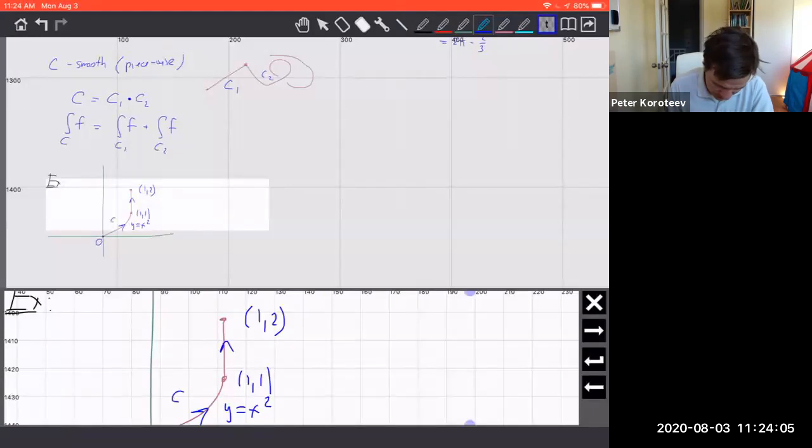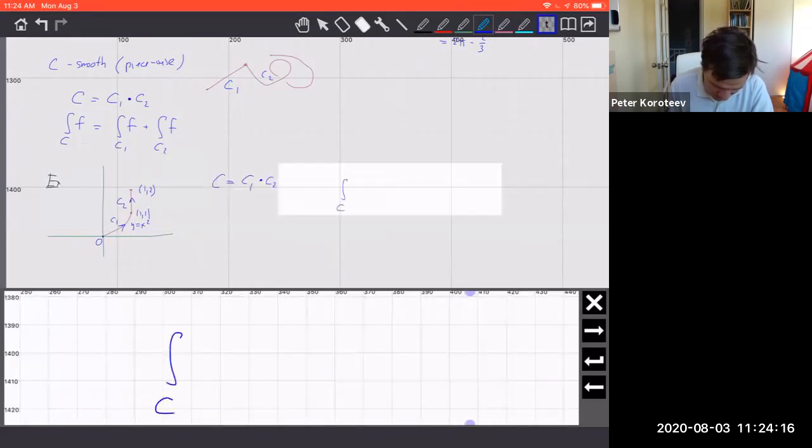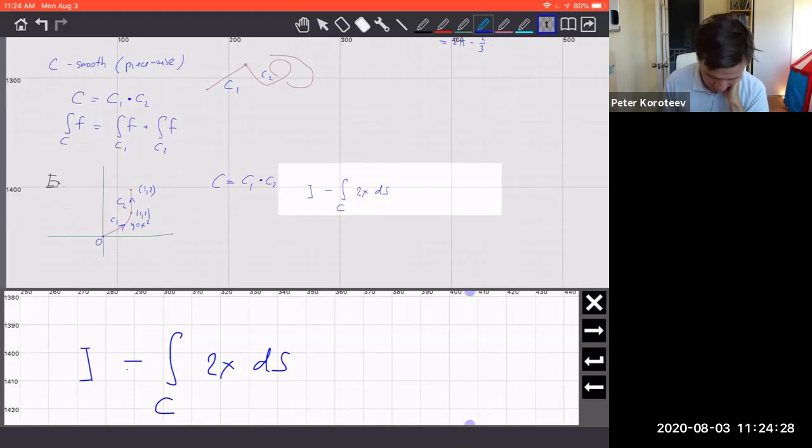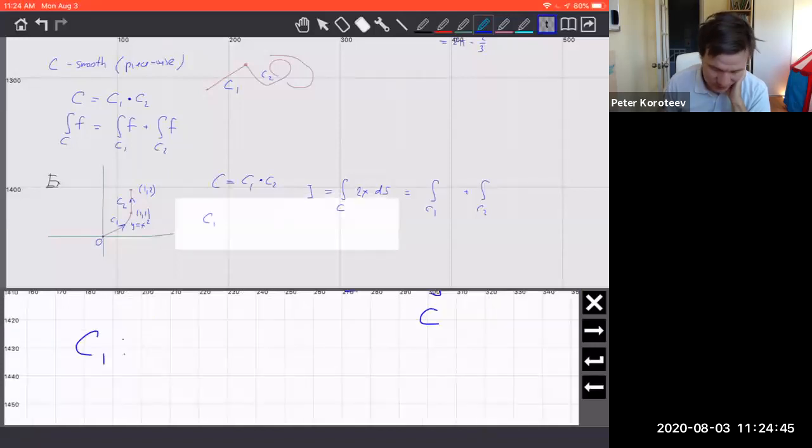There are two components, C1 and C2. So curve C is the concatenation of C1 and C2. So let's calculate the integral over C of the function 2x ds. Let's call it I. We need to break it into pieces, right? So it will be the integral over C1 plus the integral over C2. Let's parameterize those curves separately. So how do we do that?